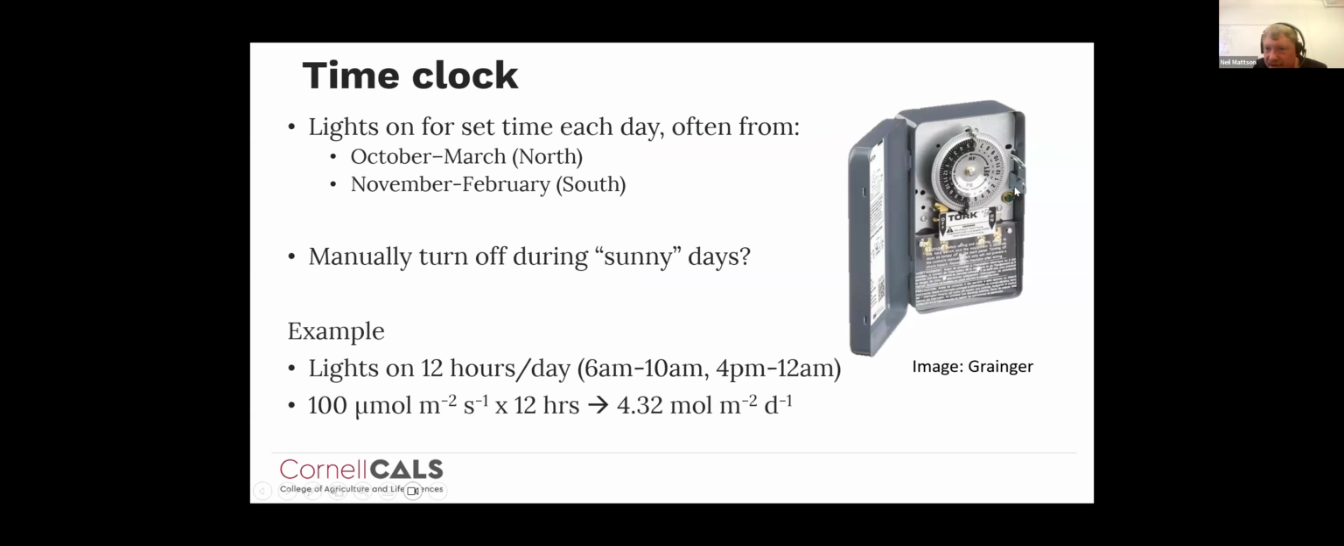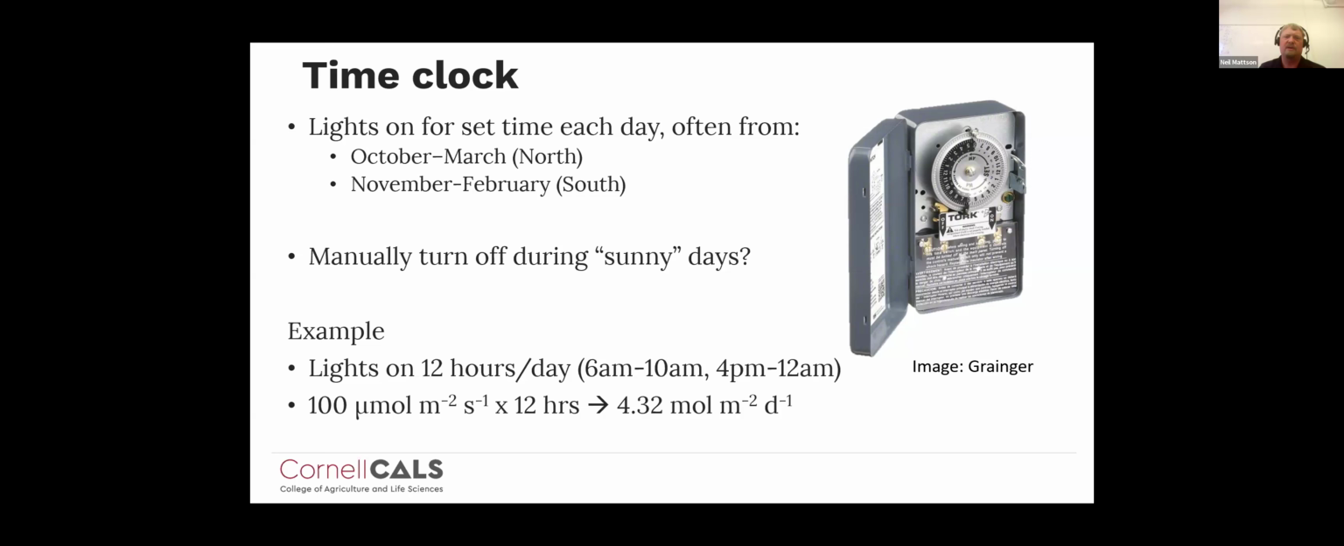This one looks like one that I used a lot in my master's and PhD work, setting what hours of the day lights would be on. And then maybe that depends on the month of the year. So in October through March in our northern locations is when we're doing most of our supplemental lighting.